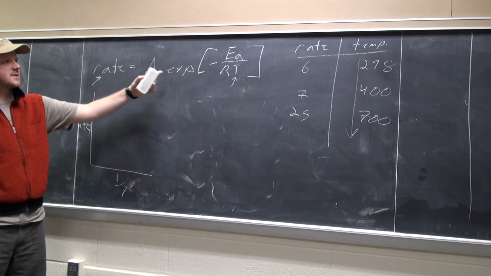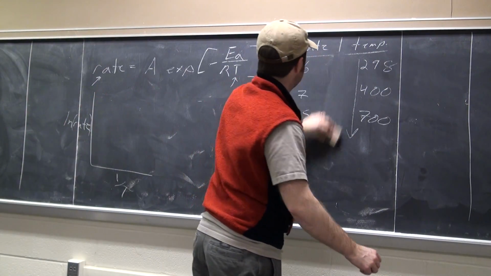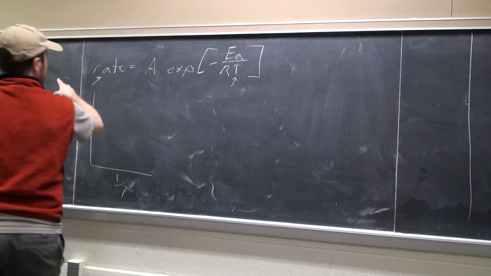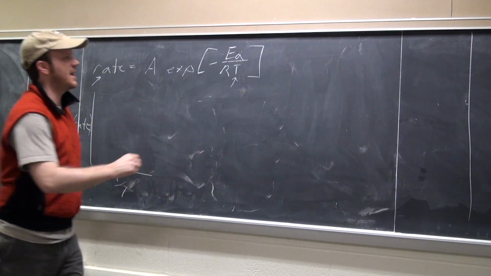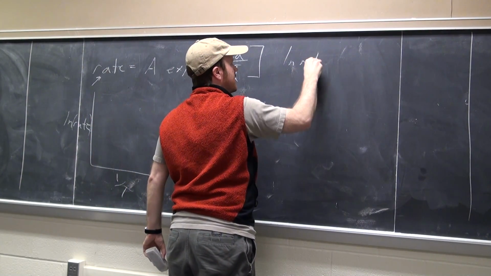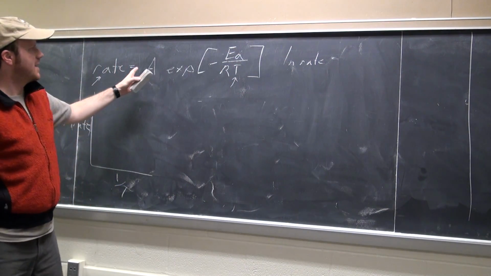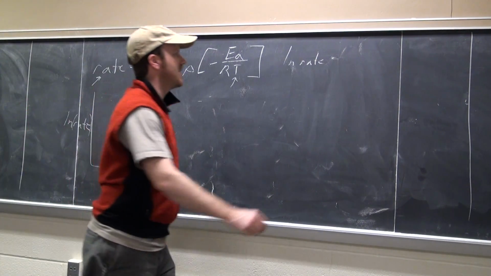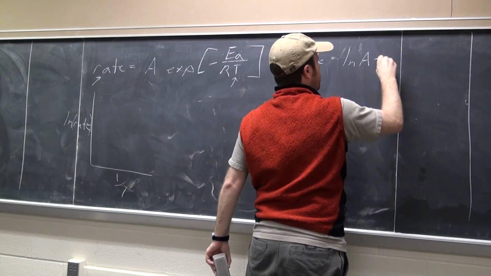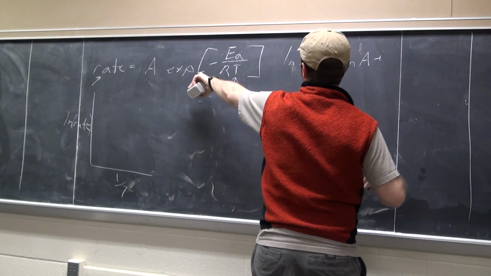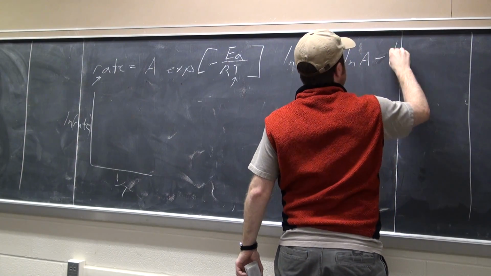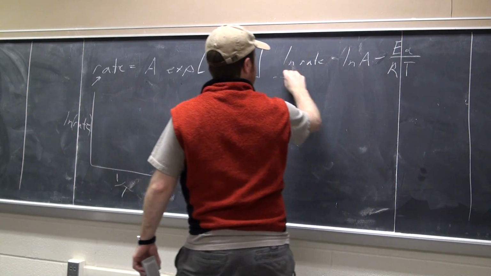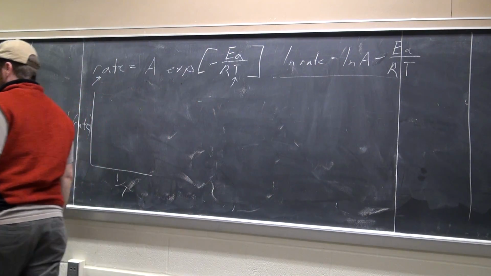To linearize this equation, what we'll do is we'll take the log of both sides, so we have ln rate equals ln of this stuff, and log of A times B is log of A plus log of B, so this is ln A plus log of an exponential is itself, so it's going to be minus EA over RT. So this is called the linearized form of the Arrhenius equation.